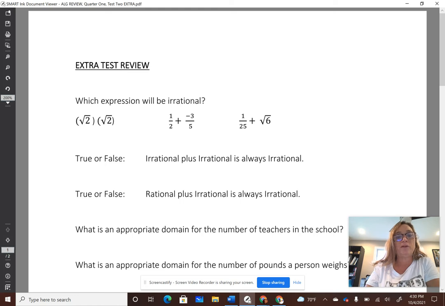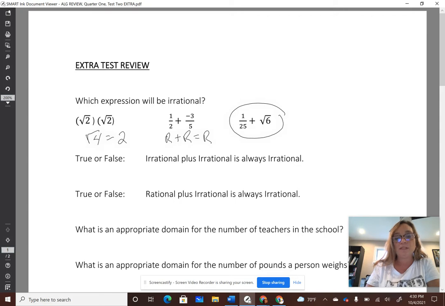Which expression will be irrational? Okay, so the square root of 2 times the square root of 2 is the square root of 4, which equals 2, so that's rational. Rational numbers are fractions made of integers, plus rational numbers will always be rational, so that's definitely rational. So this is the one that's going to be irrational.